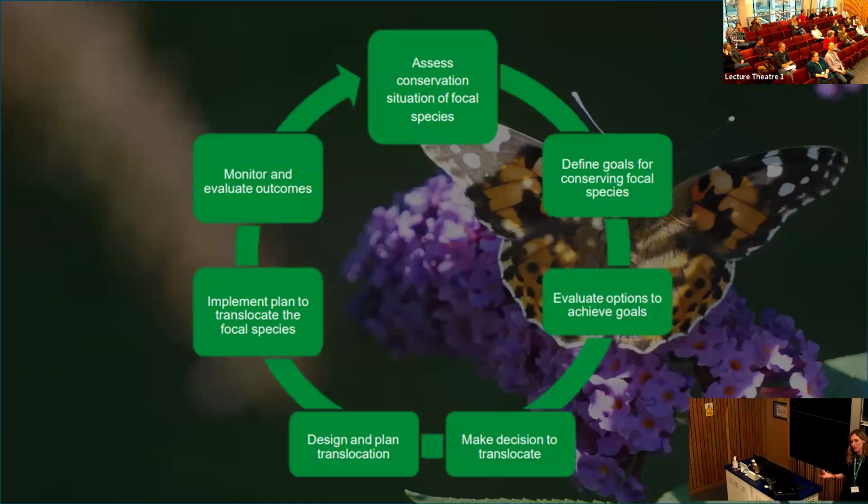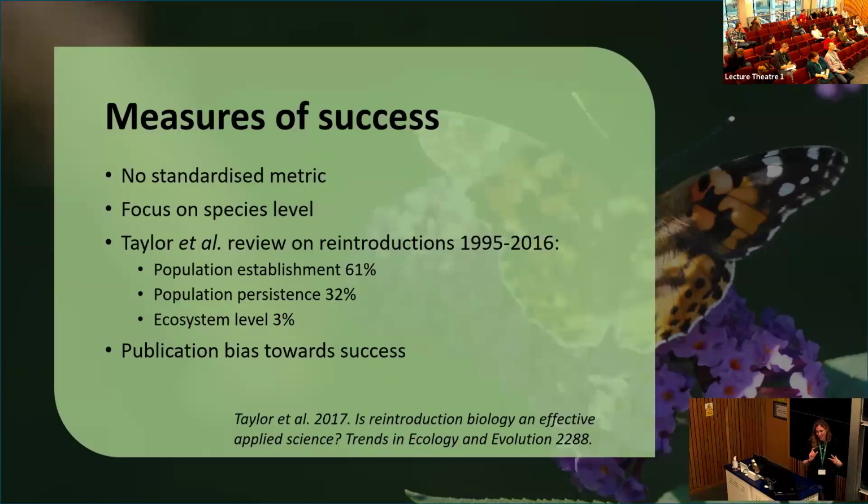And there is a lot of discussion in the literature about what success is. It is not defined. There is no metric that says a translocation is successful if. That is very much up to whoever is doing it. And there is a huge, huge publication bias towards successful reintroductions, which means that we don't necessarily learn everything we want to learn because it's not been published. When things go wrong, we tend to learn more from them. So it's also very, very species level led.